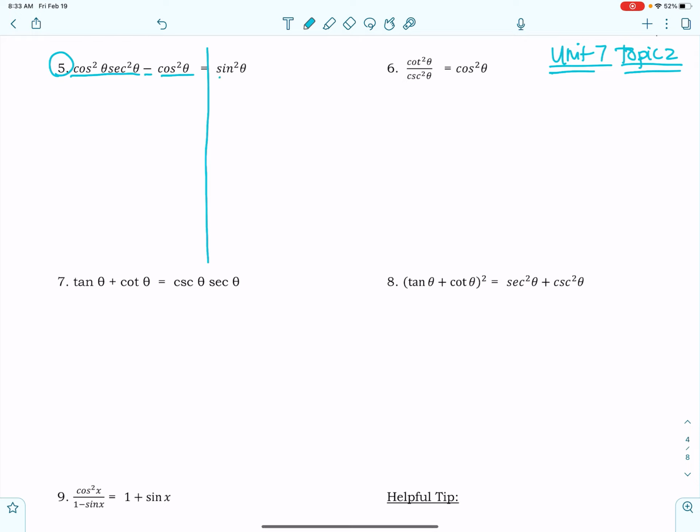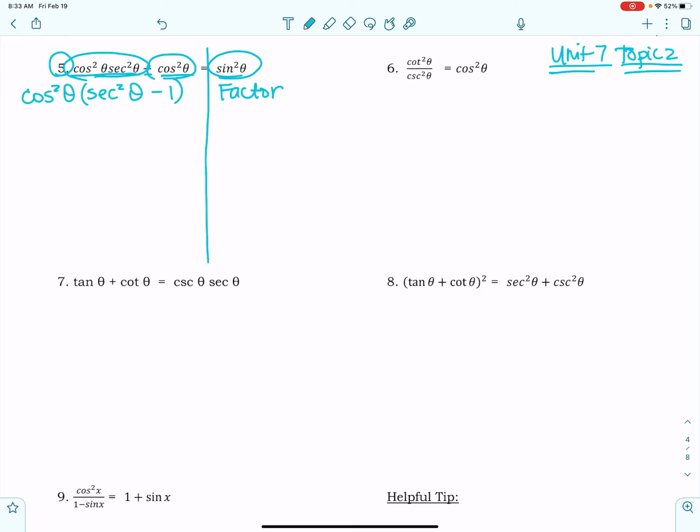And remember, our goal is to make it look like sine squared theta. So if you'll notice, each of these terms that are being subtracted both have a cosine squared theta. So I'm just going to factor the cosine squared theta out from each of the terms. And of course, that is just factoring.